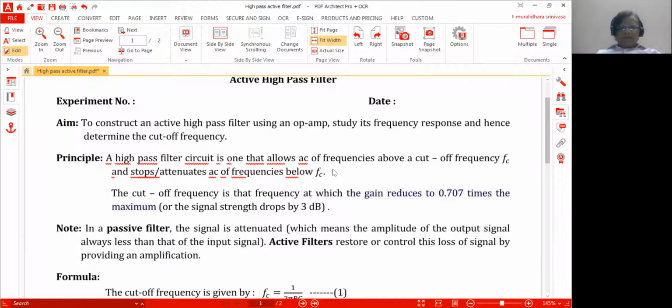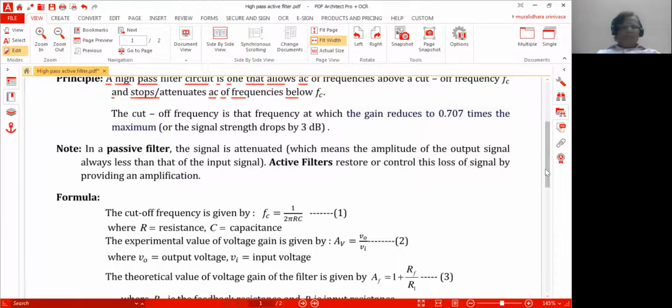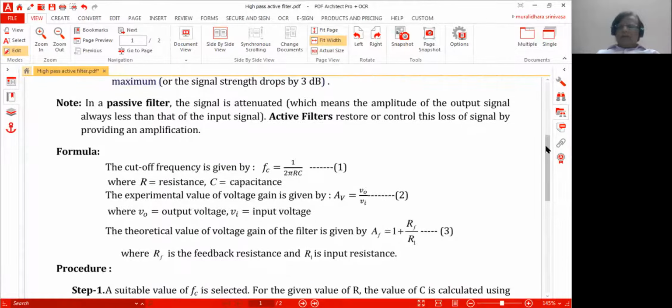A high pass filter circuit is one which allows frequencies above a cutoff frequency FC and stops or attenuates AC of frequencies below FC. The cutoff frequency is that frequency at which the gain reduces to 0.707 times the maximum, or the signal strength drops by 3 dB. Now, in a passive filter, the output is less than the input because the signal gets attenuated. Here, we prevent that by using the op amp and providing a gain.